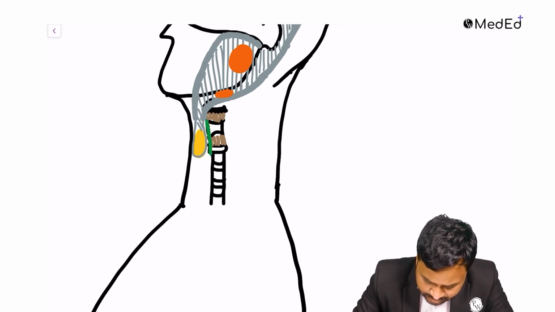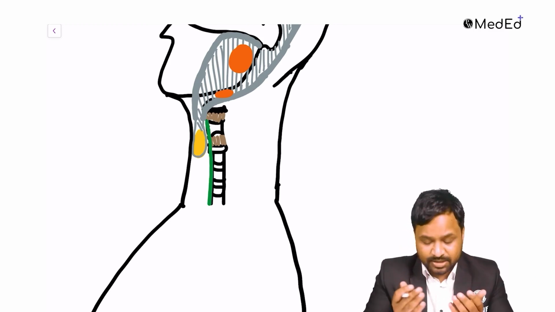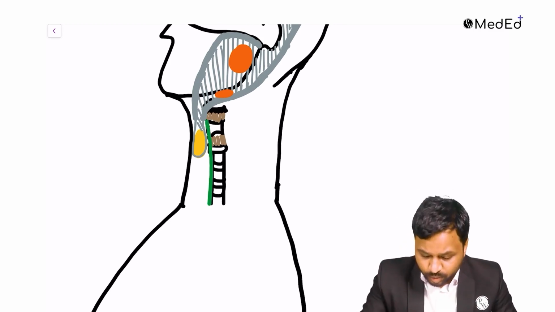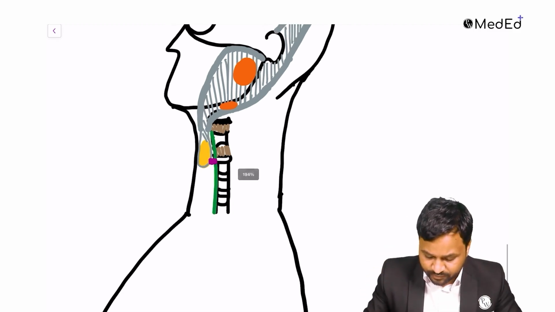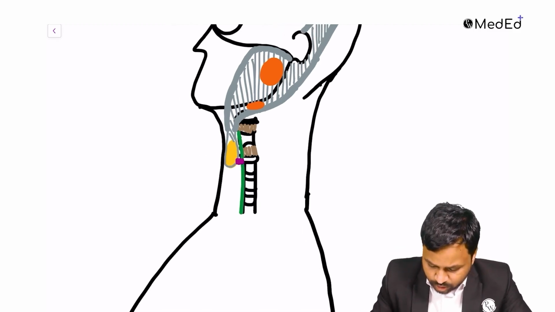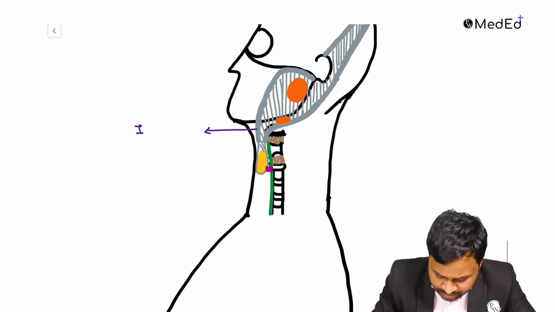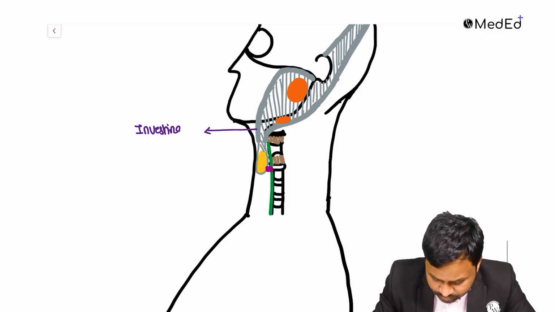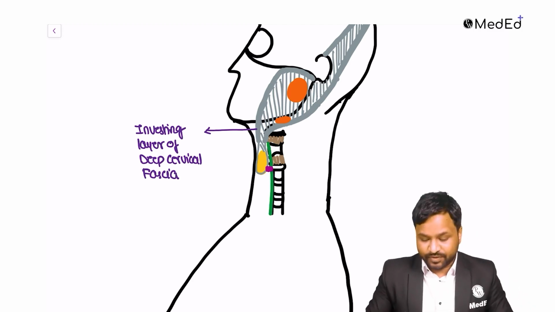Now, just for the sake of understanding, the green structure, let's say it's the pretracheal fascia. This investing layer of deep cervical fascia, as it encases the thyroid gland, forms the pseudocapsule, but more importantly, on the posterior inferior surface, it forms a tuft of band, and that tuft of band is going to attach with the pretracheal fascia. Now let's get oriented to what we are talking about. This is the investing layer of the deep cervical fascia.